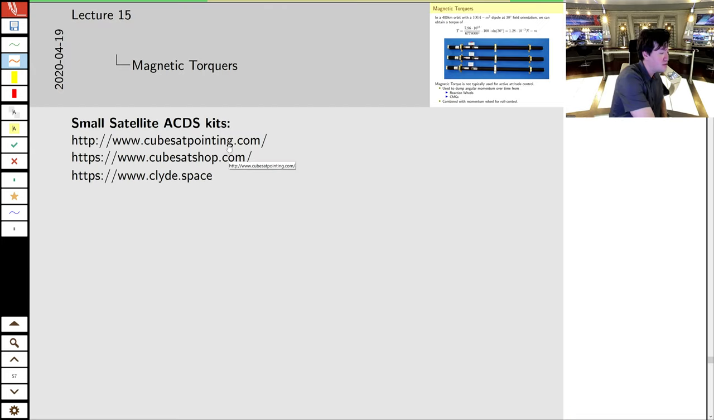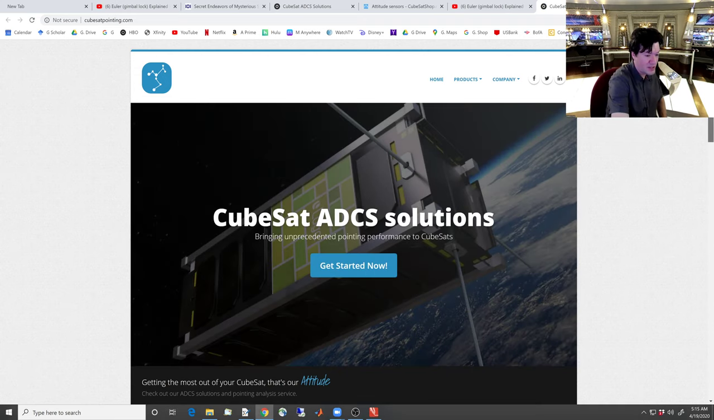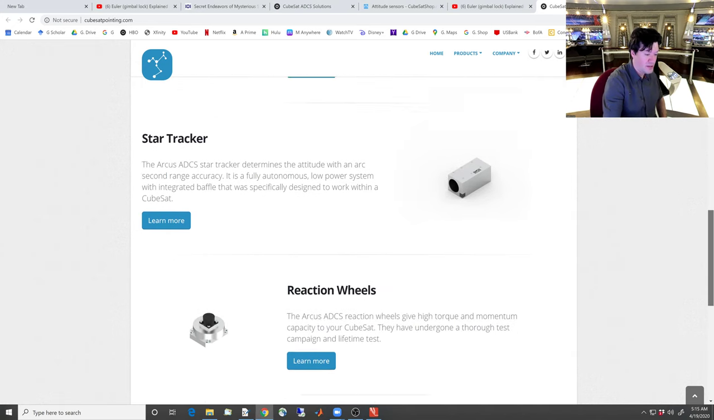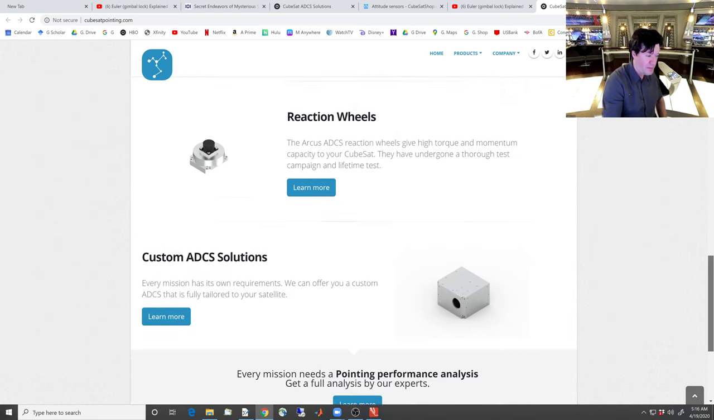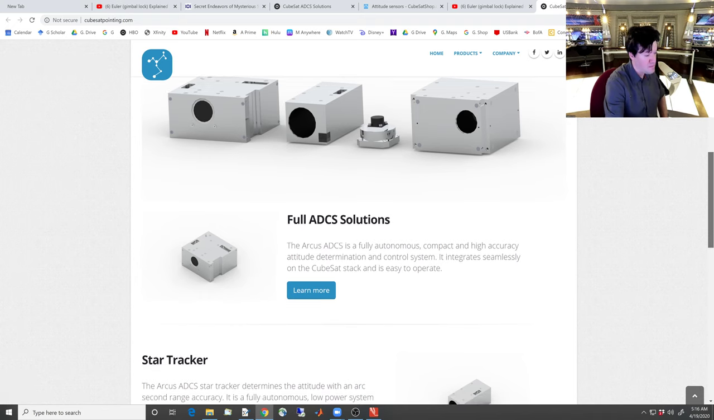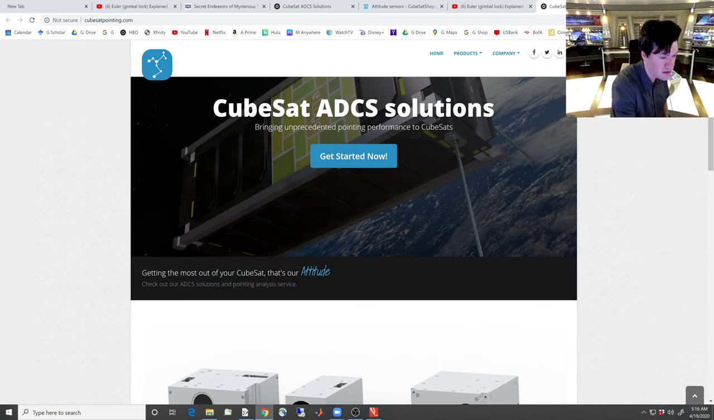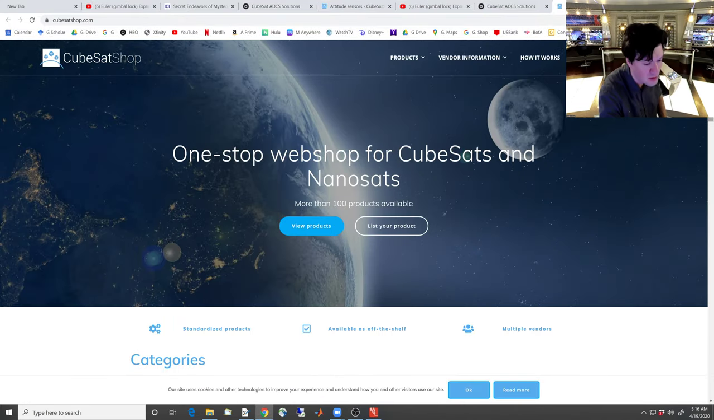All right, so again, just going back to these websites, we have the reaction wheels right there. We can see high torque momentum, right? This one does not seem to have a, I think this one does.